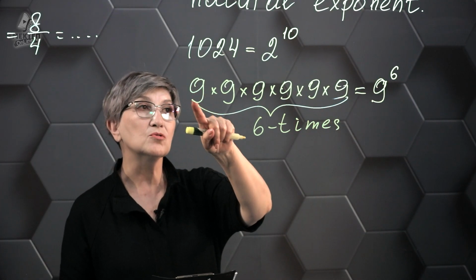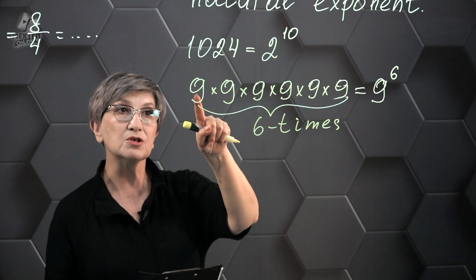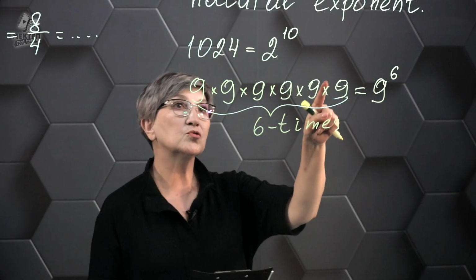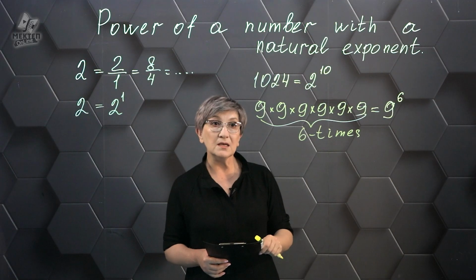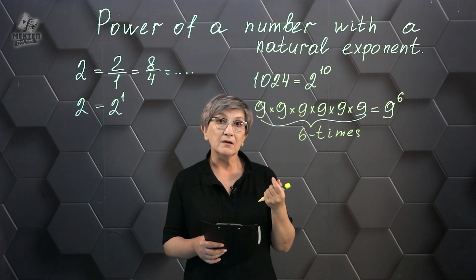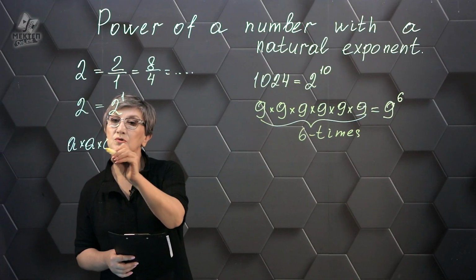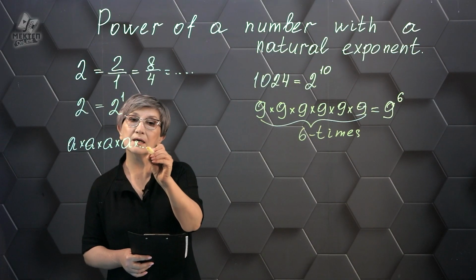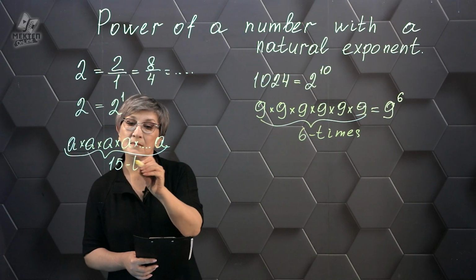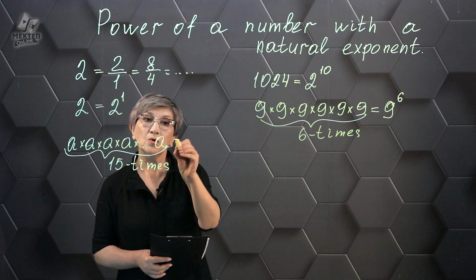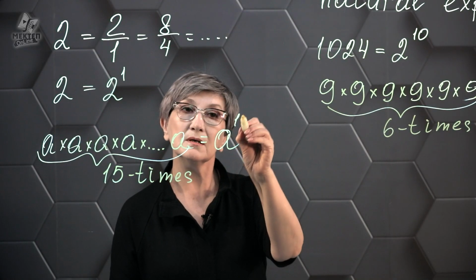So we've written down that if we multiply the same number, in this case 9, 6 times, then I can write the value of that expression as 9 to the power of 6. If these multipliers are represented as letters, for example, A times A, multiply by A, multiply by A, multiply by A, multiply by A, and so on, 15 times, then I can write this expression briefly as a to the degree of 15.